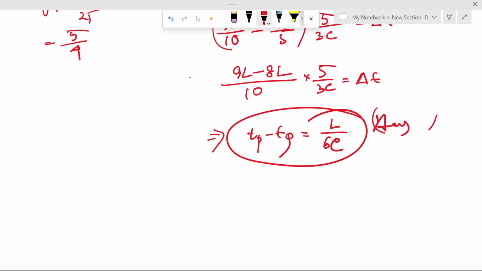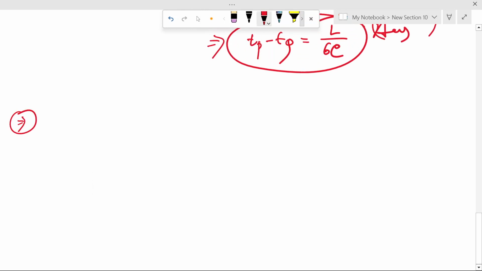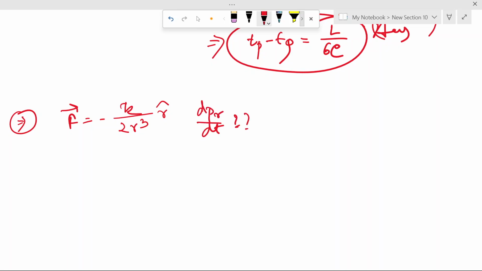Now comes the next question. A central force has been given, F is equal to minus k by 2 r cube r cap. You have been asked to find p dot. These are some problems that you learn when you just start reading about classical mechanics, right? Very basic problems these are.